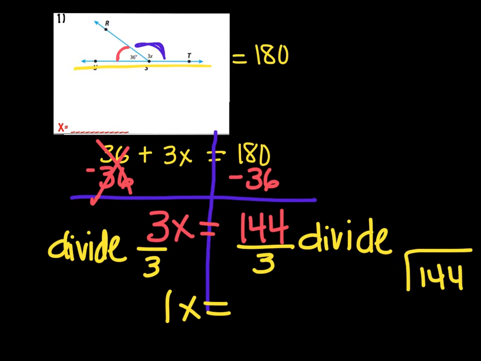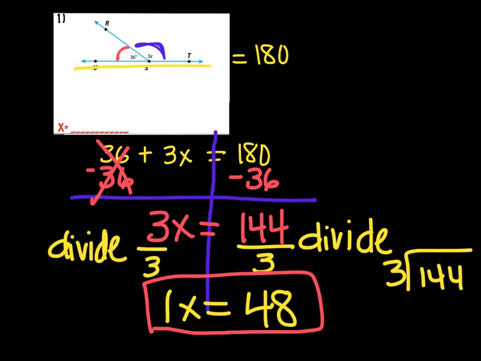144 divided by 3. If you need to work that out, you can. I've already done it, and the answer is 48. So for us, the thing we were trying to solve for was x, and we just found out that x is 48. So on my answer blank, I would write in 48 to say the value of x.